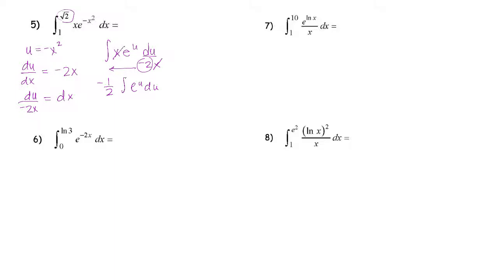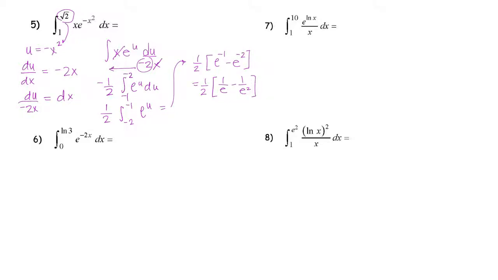And then again, we need to adjust our endpoints. So we're going to sub in those original endpoints. So that's going to be negative 2. And then for the bottom, it's going to be negative 1. And notice we are not going in order with our endpoints, so we are going to change 1/2 to positive and change our endpoints. So from negative 2 to negative 1 of e to the u. And so that's going to lead to 1/2 times e to the negative 1 minus e to the negative 2. And that's going to give us 1/2 times 1 over e minus 1 over e squared.